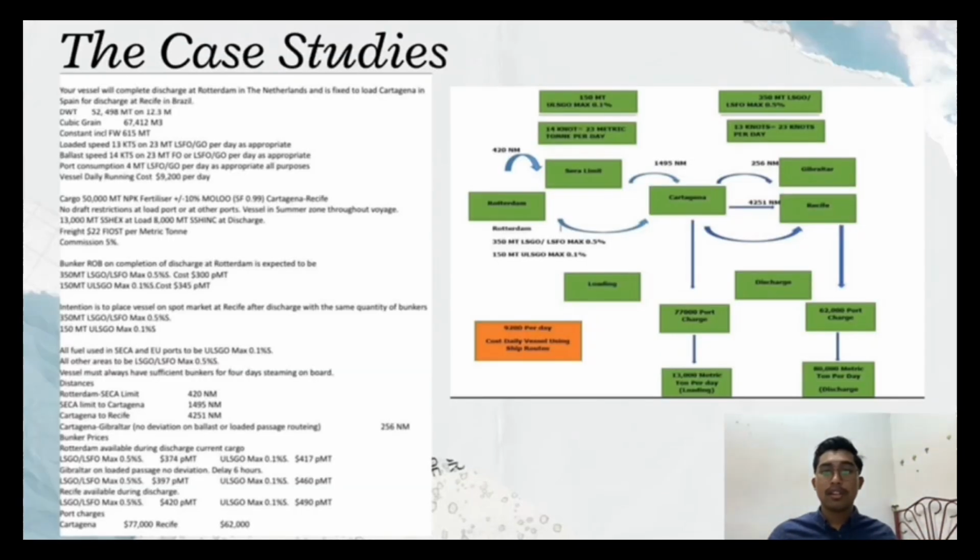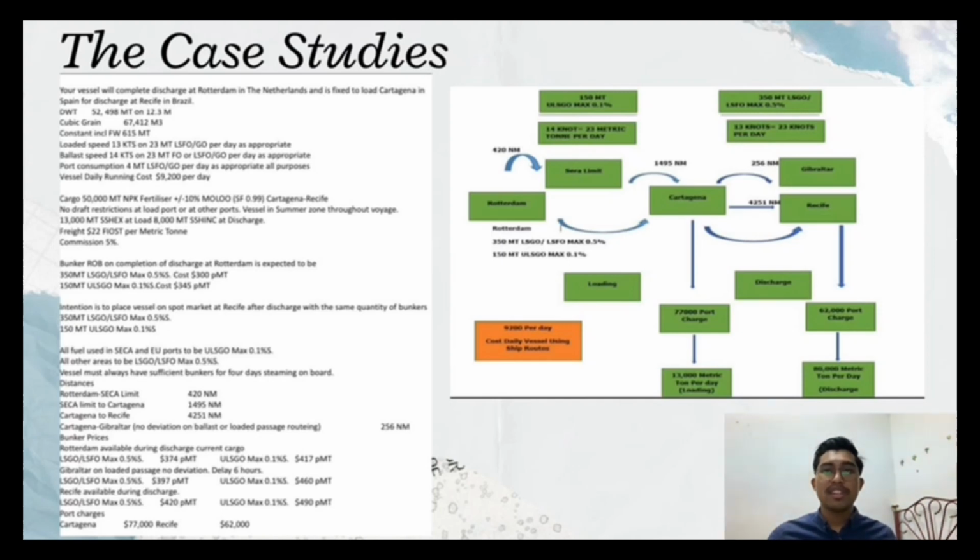Let's start to calculate the voyage estimate. First, we move to the example of this case study. This is the example of the case study, and I want to translate the details that are given into this case study.